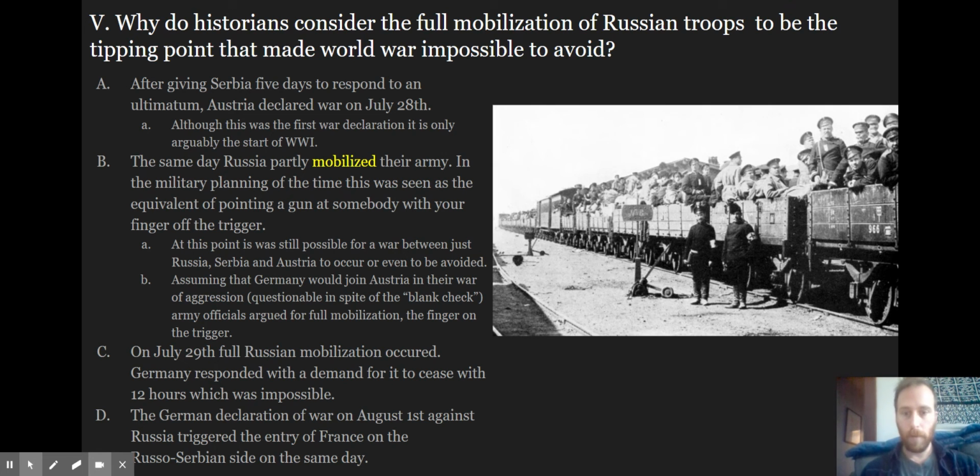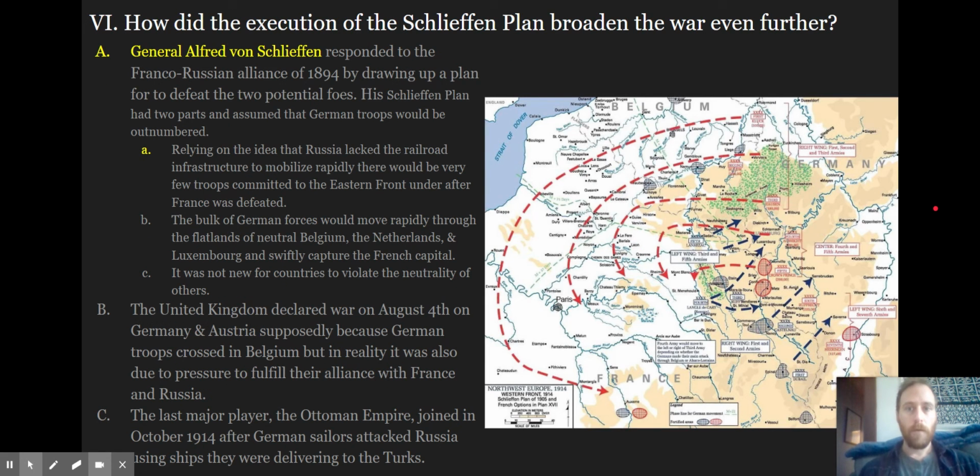Then, because Germany on August 1st declares war against Russia, you have the entry of France on the 1st of August onto the Russo-Serbian side. So right now you've got Germany and Austria in between Russia and France. So the Germans, again, kind of make this harder on themselves, and they need to.